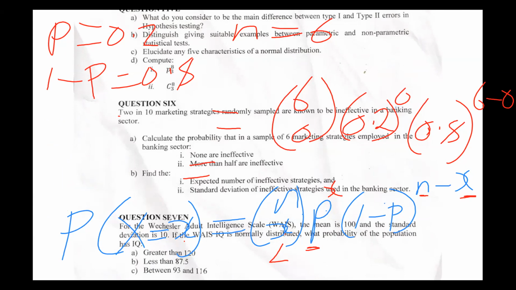Then 1 minus p is basically 1 minus 0.2, which is 0.8. So what you do is compute now into this. Now, listen, this one is called the combination.